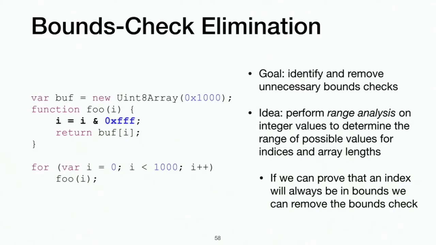The idea is to perform what is called range analysis. So essentially track all the possible value ranges of integers in the intermediate code. And then if it can prove that an index will always be in bounds, so it knows the range of the index, it knows the range of the array length. So if the biggest index is always less than the least array length, then it can eliminate the bounds check.